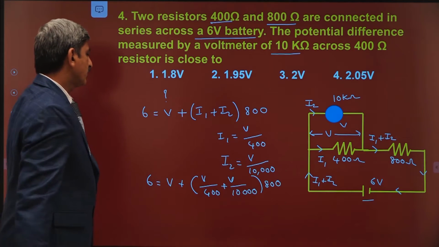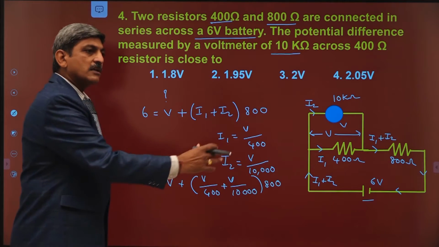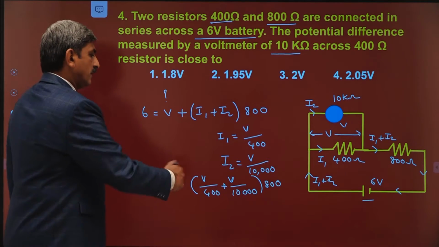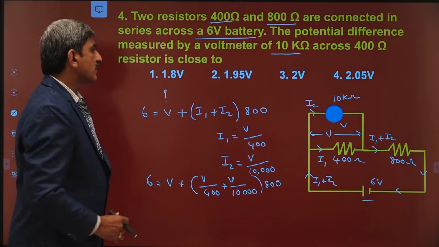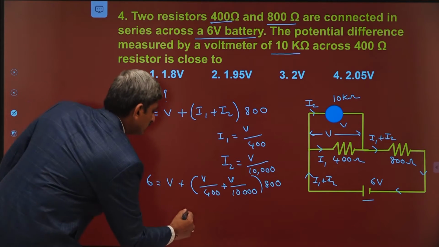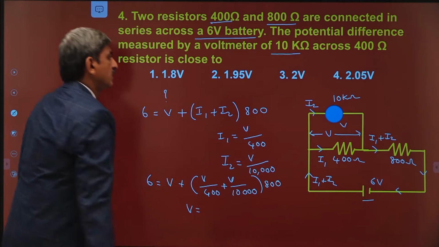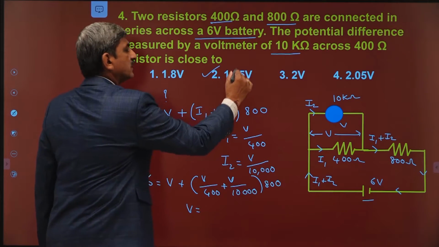So, in this equation, except V, all are constant values. Make the mathematical simplification, arrange the terms and obtain the value of V. You will get it as 1.95 volts.